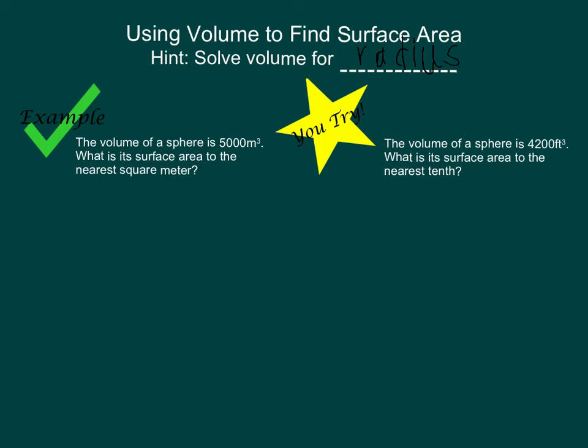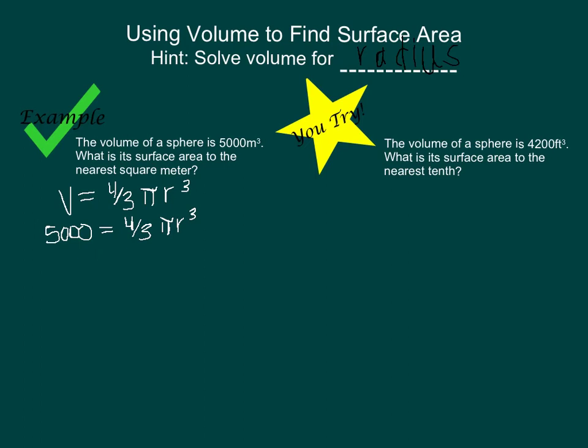So in this example, it says the volume of a sphere is 5,000 meters cubed. What is the surface area to the nearest square meter? So I'm going to write volume is equal to 4/3 pi r cubed. And then instead of volume, I'm going to plug in 5,000, since that's what volume is, and say it's equal to 4/3 pi r cubed. Now I want to use this information to solve for radius, so that I can plug that in to solve for surface area.